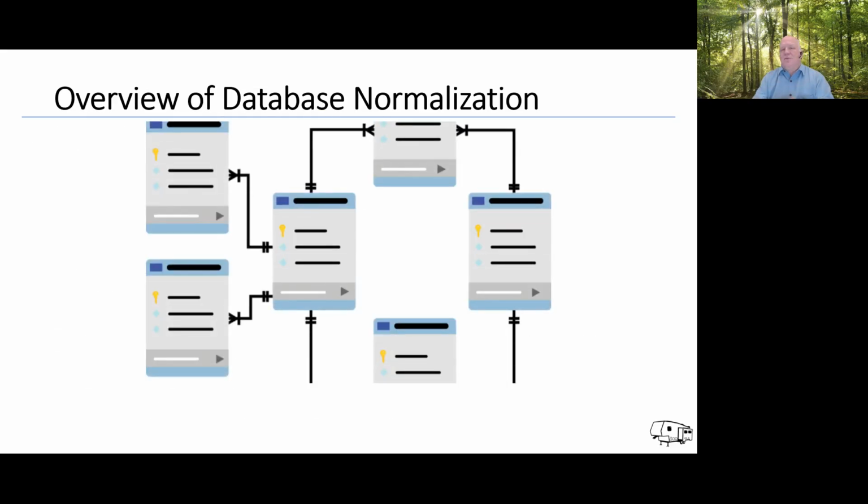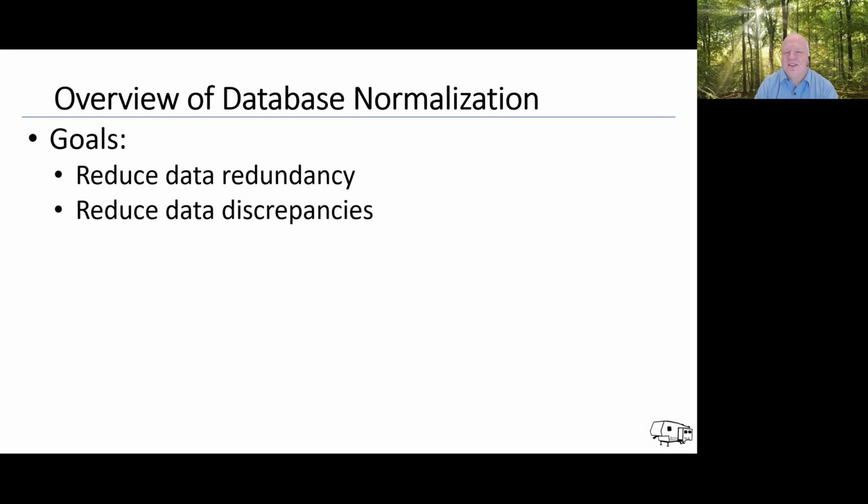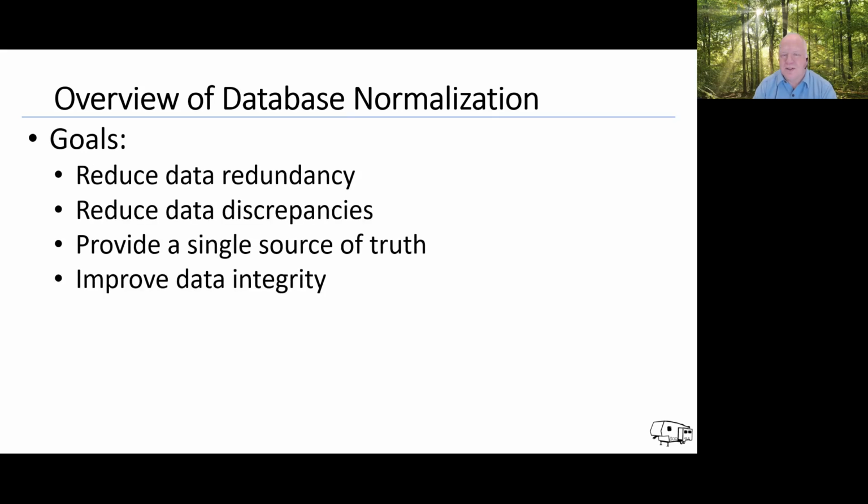So again, just to give you an overview of what database normalization is, it can be summarized into one sentence exactly. And so it's the key, the whole key, and nothing but the key, so help me Codd. All right, so let's take another look at why we want to do normalization. First of all, is to reduce data redundancy. As I mentioned, we don't want to store the same data in multiple places because then you reduce your single source of truth. You want to reduce your data discrepancies. Again, if you have data in multiple places, it could be right in one place and wrong in another, and you won't know which one is correct. So you want to provide a single source of truth for that and improve your data integrity.